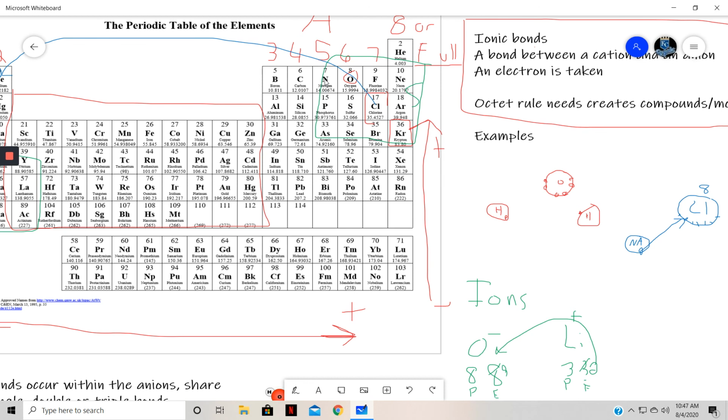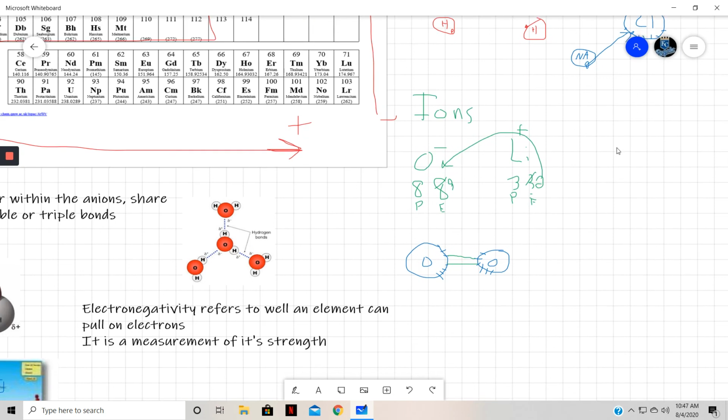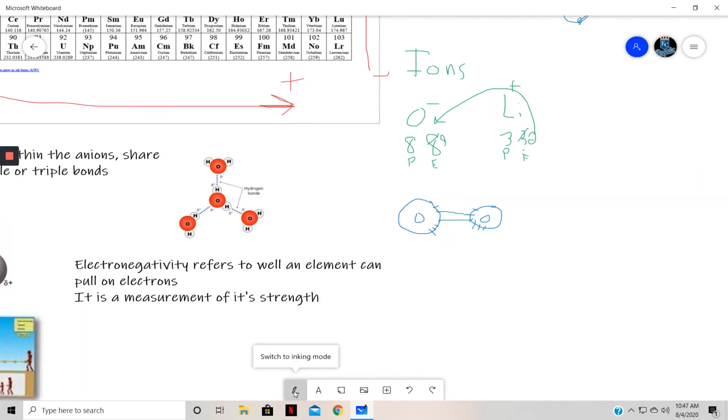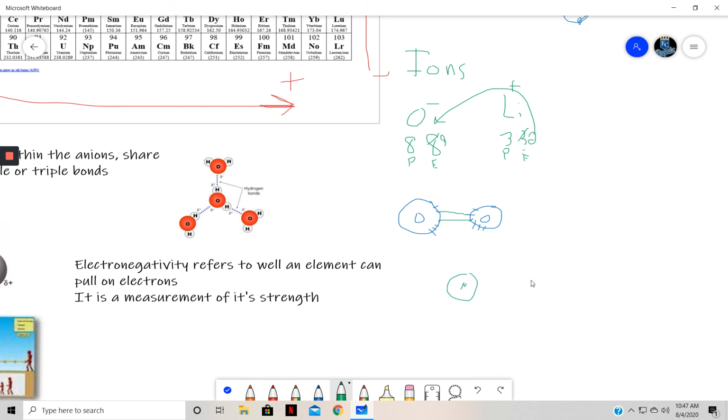So if you think about nitrogen needs 3. It's got 5. So if it bonds with another nitrogen, it would use a triple bond to meet the octet rule. Okay, just like with the oxygen. So if we come down here and we draw a couple of nitrogens, and they've got 7, 4, 5, 6, 7, and 7 over here.